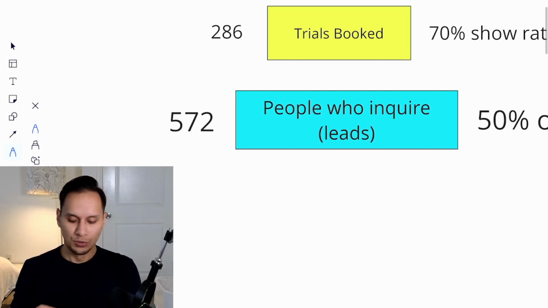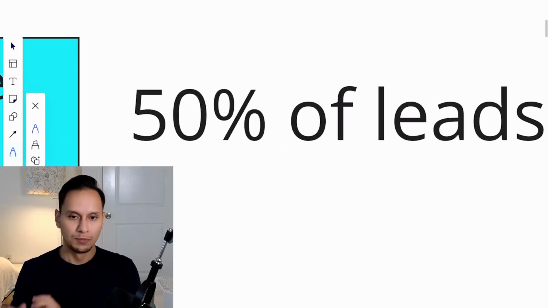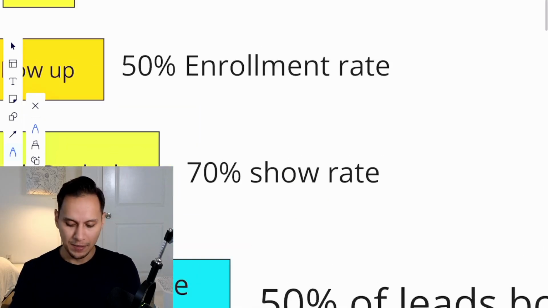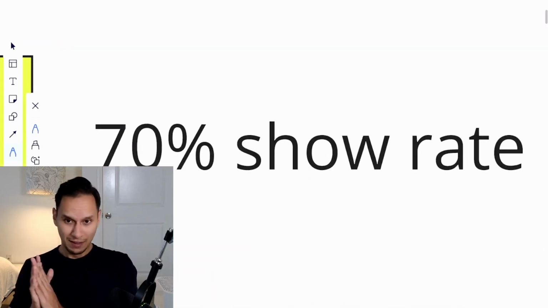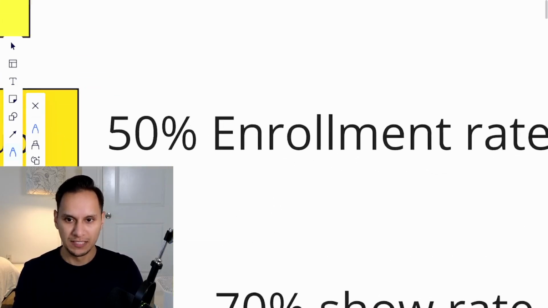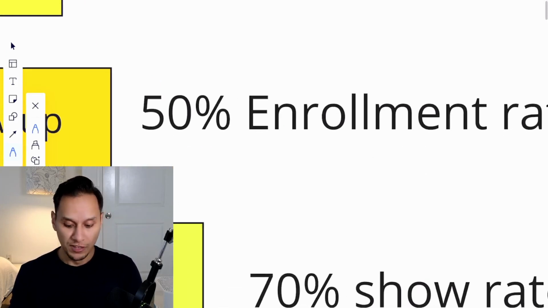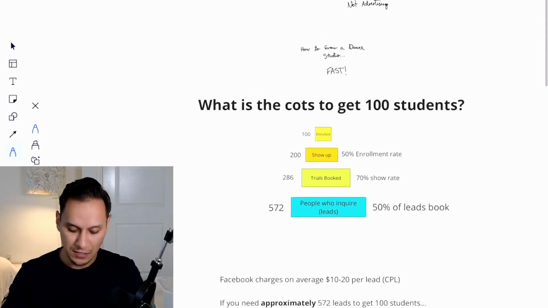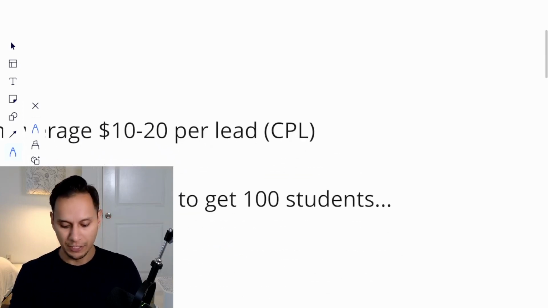I've had studio owners who have a better booking rate than 50%, so they need fewer leads. I have people who have a 75% show rate, so they need fewer leads. I have seen people who have more than a 50% enrollment rate, even a 70% enrollment rate. So that means they're going to need fewer leads. But let's just keep 572 in mind.